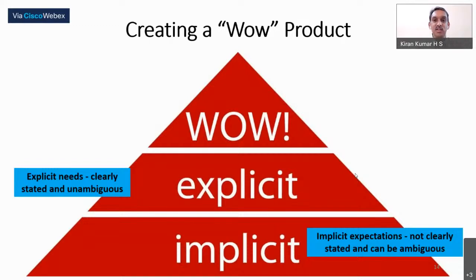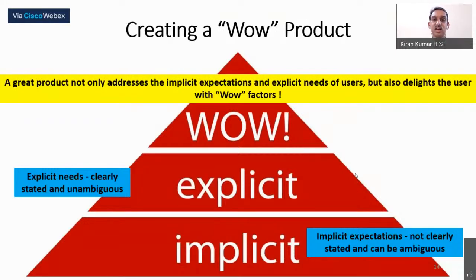They expect that the product works well, it works reliably, it works all the time, it gives good performance. They expect everything, but they may not be able to articulate and tell you that this is exactly what I want. So there are some explicit things that customers can tell you, but there are certain implicit things that they may not tell you. So as a product designer, it is your job to figure out both explicit as well as implicit needs and expectations of customers.